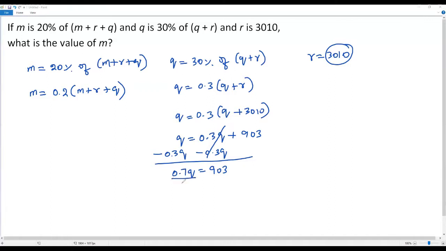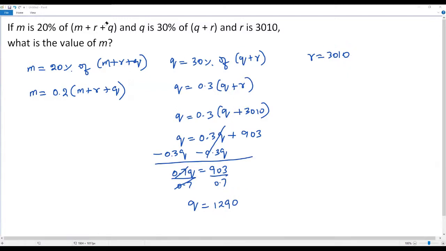Now, to solve for Q, I divide both sides by 0.7. When I do so, this 0.7 will cancel. Then I'm getting Q is equal to 903 over 0.7. When I divide 903 by 0.7, I'm getting 1290. Now I got the value of Q, and we already know the value of R, that is 3010.